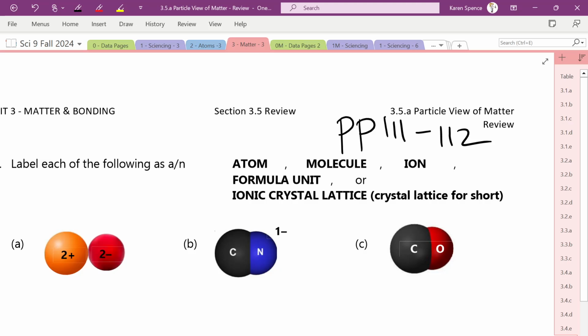The rest are just polyatomic ones. Right? But it has charges.